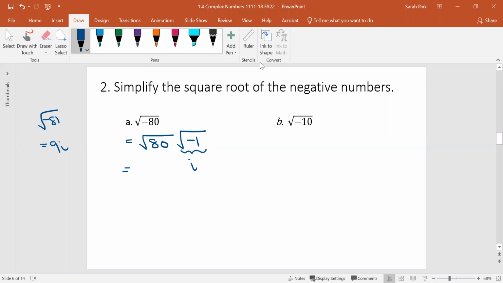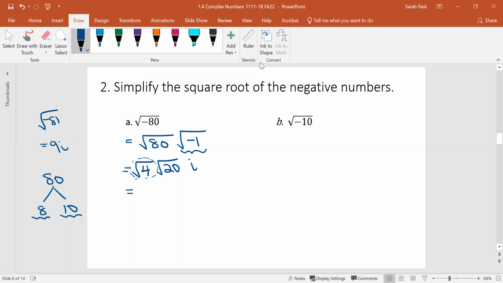The square root of 80, let's break that up into the square root of 4 and the square root of 20. You may wonder why we're picking these two numbers, because 80 has a bunch of factors. The reason we're breaking it up into 4 and 20 is because we want a perfect square, like the square root of 4. If we did 8 and 10 instead, 8 is not a perfect square and neither is 10. So we factor it so that one of them is a perfect square.